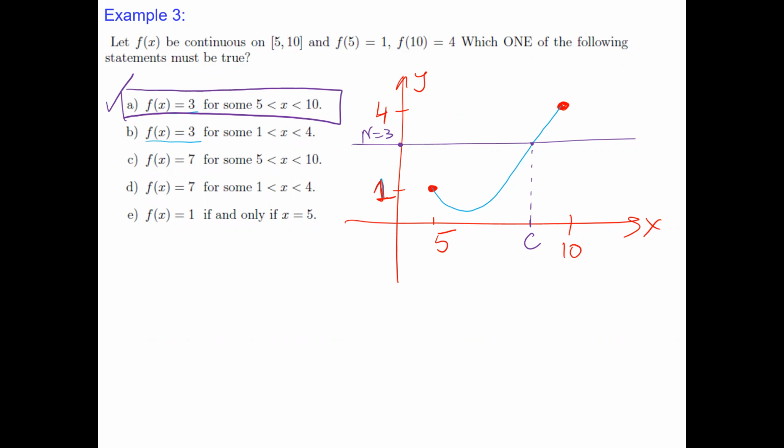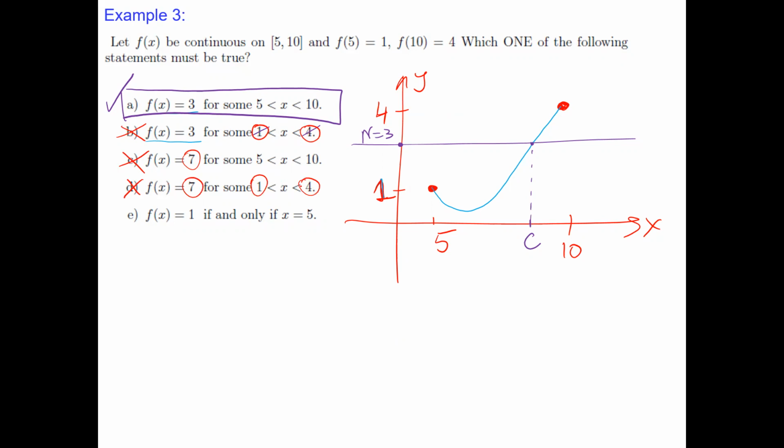Option B is telling us that the intermediate value 3 will have the corresponding x between 1 and 4. No, 1 and 4 are the y values. That means that's definitely incorrect. Then, f of x equals 7 could be the situation, but 7 is not an intermediate value. The value is outside, it's not between 1 and 4. That's wrong. And f of 7, no, that's not even in the x values.